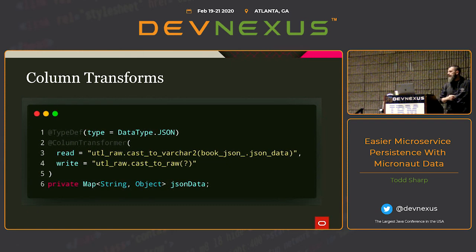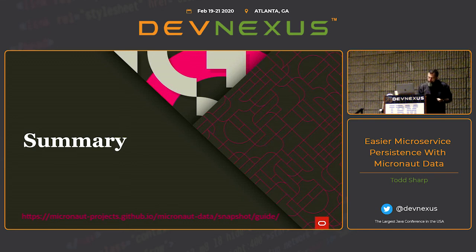In this case, since Oracle database stores the JSON documents as blobs, on read we can convert that to varchar, and then on write we can cast it to raw. So that allows us to do transformations. Maybe for whatever reason you wanted to do uppercase on every read, you could do things like that. So column transformer is a nice way to do that. And then for JSON support, you just declare it as a map or a list or whatever the JSON document is, and that's what you'll get back with your entity.